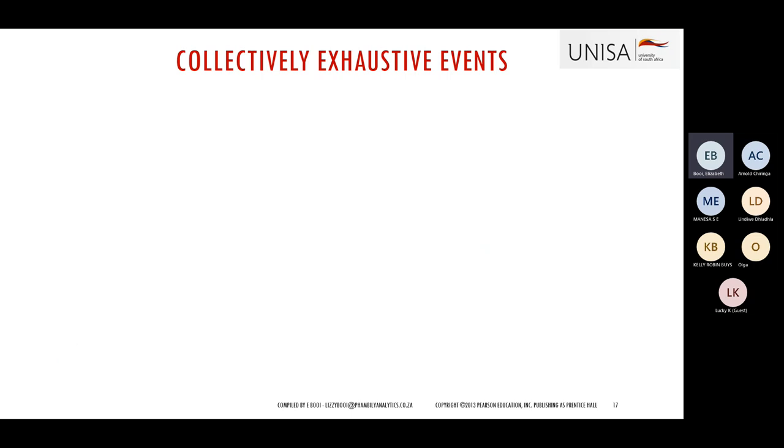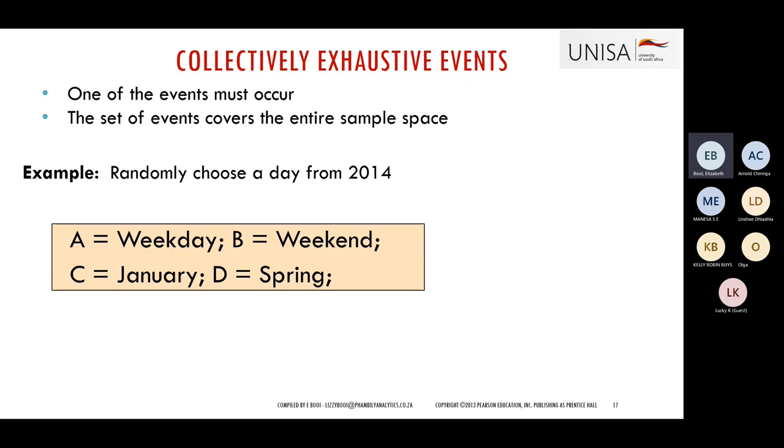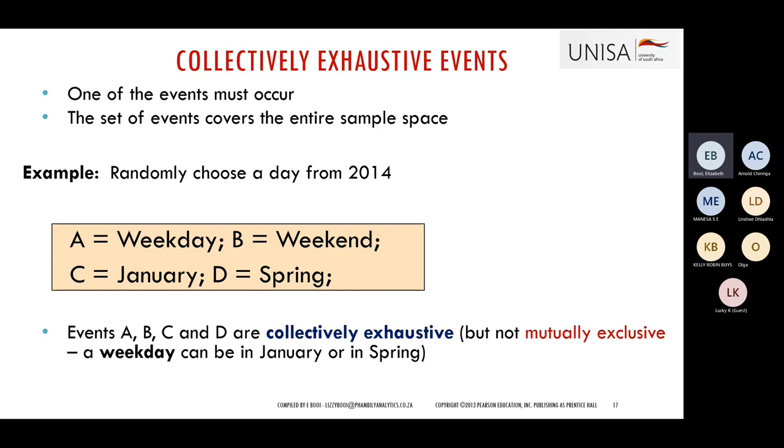Collectively exhaustive events. These are events that make up your sample space. It's everything. One of the events must occur, and the set of events covers the entire sample space. Let's use the same calendar, a randomly chosen day from 2014. If A represents a day on a weekday, B represents a day on a weekend, C represents a day in January, and D represents a day in spring, can we say all these events are collectively exhaustive? Yes, they are collectively exhaustive, all of them. Events A, B, C and D are collectively exhaustive because they cover the entire sample space.